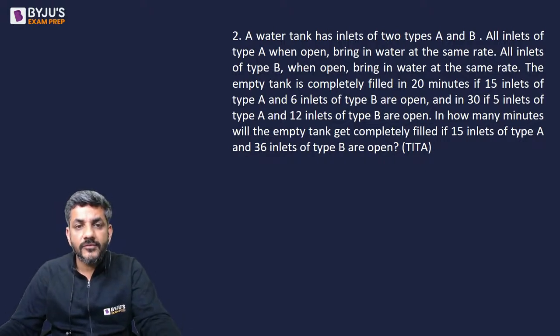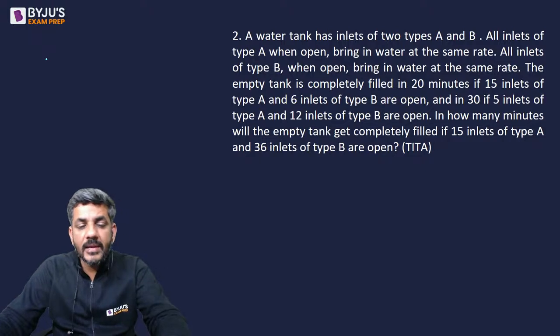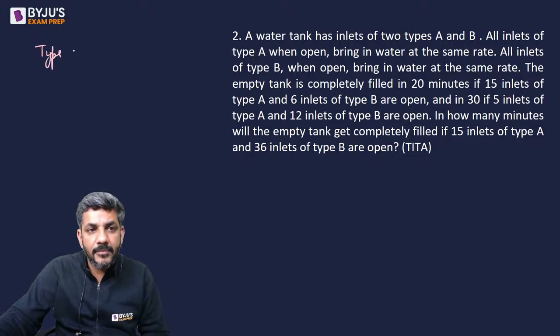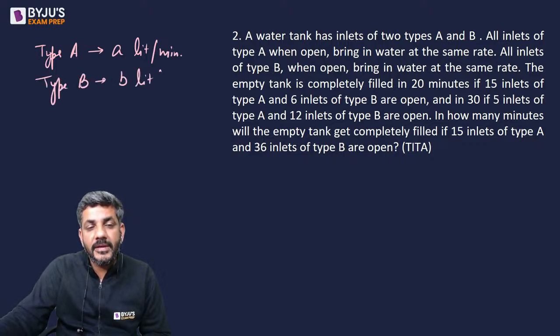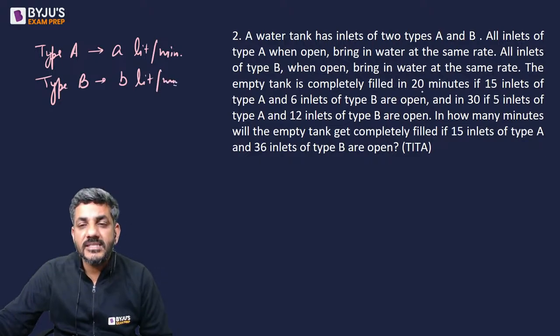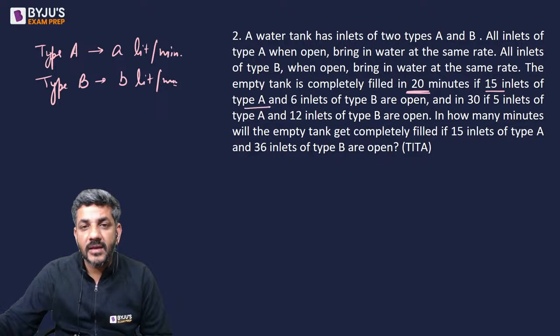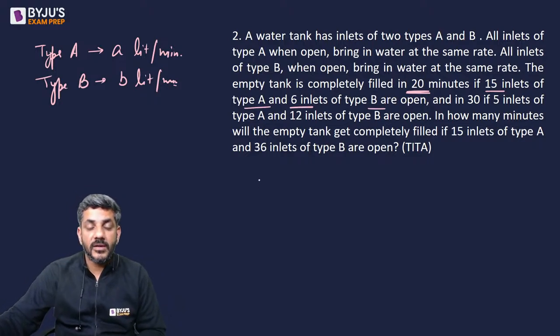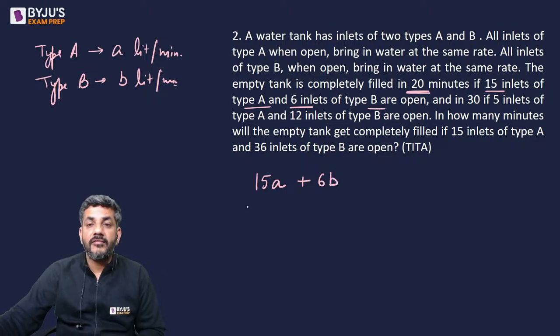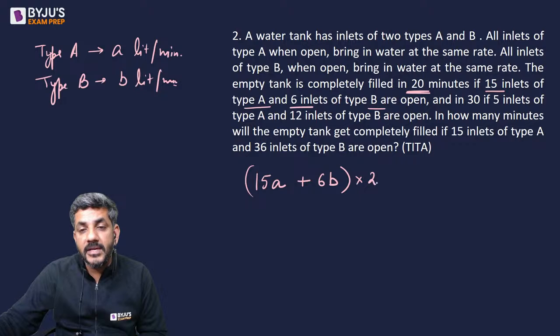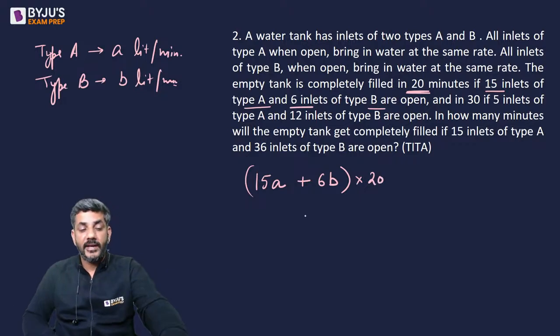Okay. So first of all, let us assume that the type A inlets are putting in A liters per minute. Every minute they are putting in A liters. And type B inlets are putting in B liters per minute. So question says it will take 20 minutes if 15 inlets of type A and 6 inlets of type B are open. 15 of type A would put in 15A liters in a minute. 6 of type B would put in 6B per minute. And in 20 minutes they are filling the complete tank. That means the capacity of the tank is this into 20.